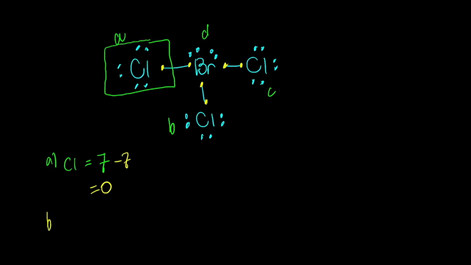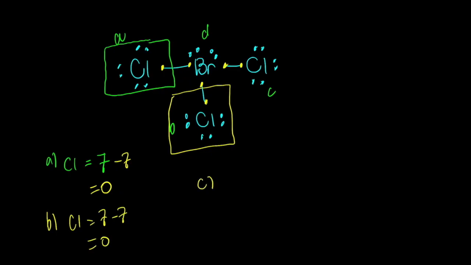How about chlorine labeled B? Chlorine also wants 7, has 7, so it also has a charge of 0. How about chlorine labeled C? Chlorine wants 7 because it's in group 7 and it owns 7, so it's going to formally have a charge of 0.